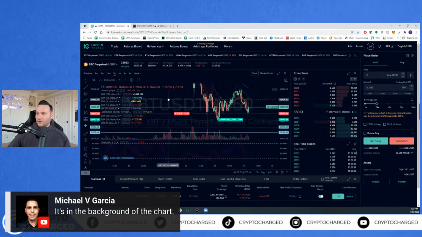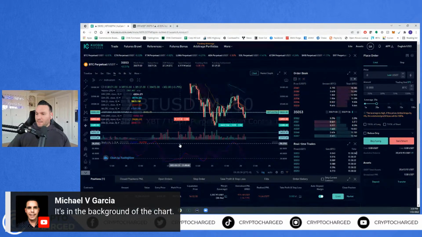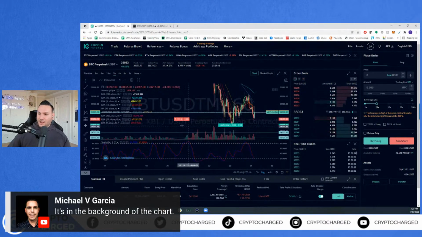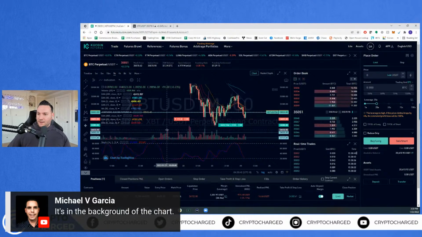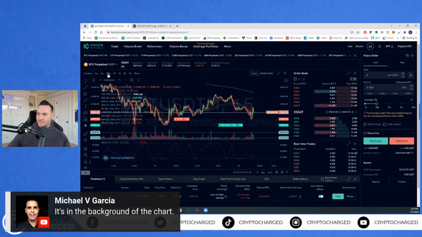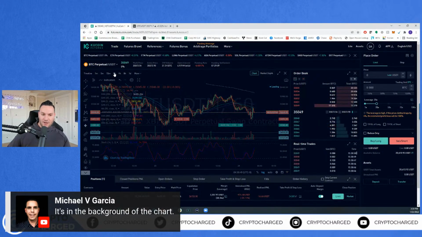Oh, the background of the chart? That's just what they call the perpetual contract here. And as far as the 15 or 60, it might be referencing what time frame I'm in as far as the perpetual contract.